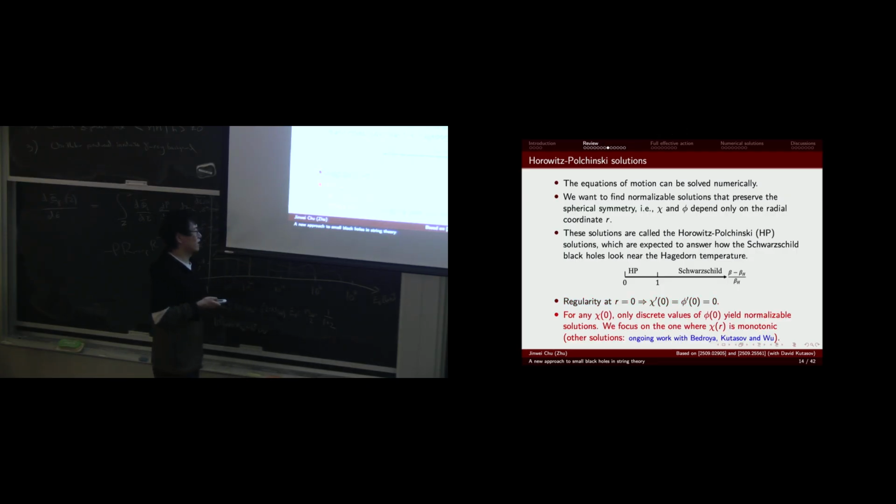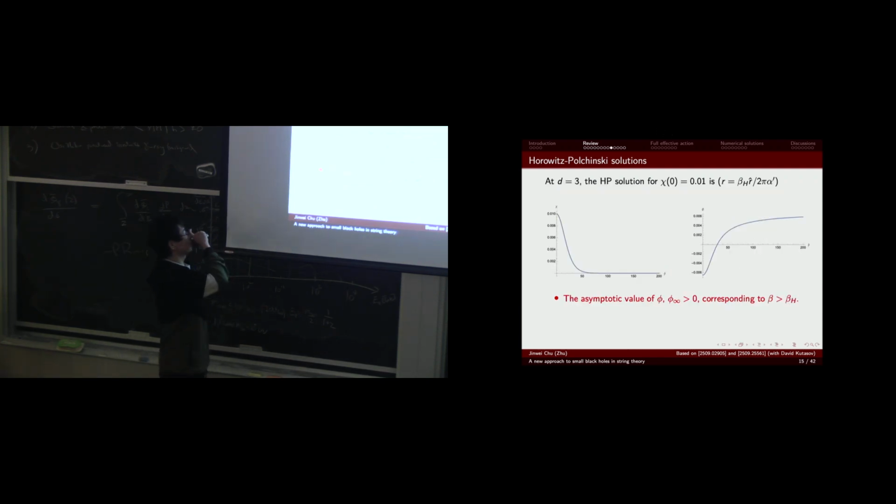So that's some boundary conditions, basically. Then it turns out that for any value of chi at origin, only discrete values of phi 0 can yield normalizable solutions. And for other values, the solution would just blow up. And we, as people usually do, just focus on the simplest case where this field chi has a monotonic profile in r. There also exist profiles where chi is not monotonic. That is actually an ongoing work with Badria, Kudasov, and Wu. But that's not the point of today's talk. So let's just focus on the simplest case of solution.